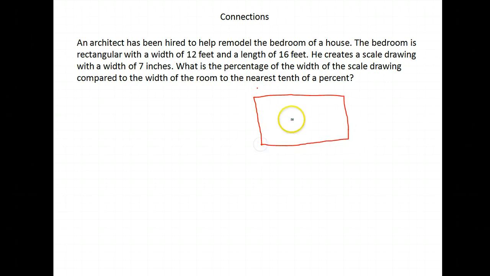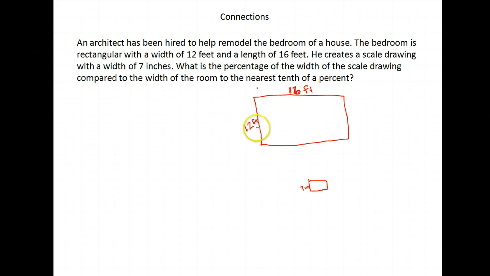It's a rectangle shaped room and it's 12 feet long, or excuse me, 12 feet wide, sorry about that, and 16 feet long. So this is what the bedroom looks like in real life. He creates a scale drawing of it with width of 7 inches. So he makes a little drawing of the bedroom, and when he does, the width of his drawing is 7 inches. What's the percentage of width of the scale drawing compared to the width of the actual room?